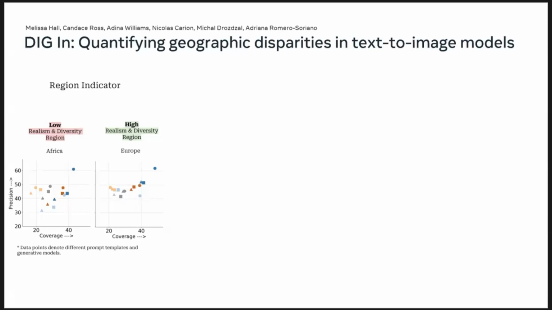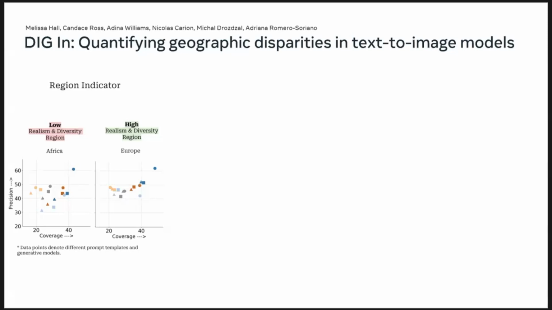And so as a proxy for image quality, we use precision that compares the generated images with a reference data set of real images. And as a proxy for diversity, we use coverage, and we would like to know how much of the real reference data set we cover with our generated data. On the slide, we depicted a lot of dots. Those correspond to performances of different models prompted in different ways to get these generations of objects around the world.